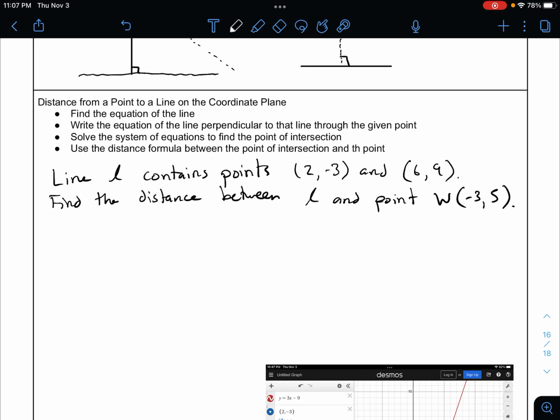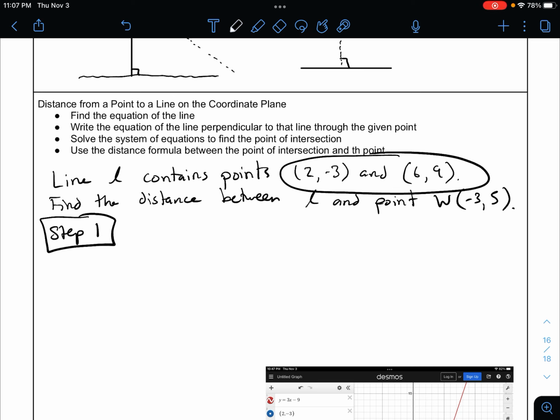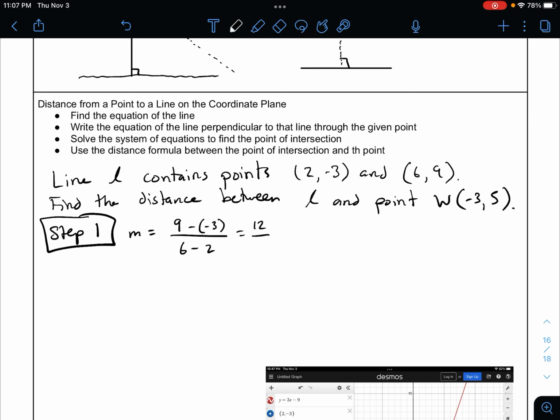All right, so the first step is we're going to try to find the equation of the line. Step 1: find the equation of the line. If I'm looking at these 2 points, my slope is going to be y2 minus y1 over x2 minus x1. So this simplifies to 12 over 4, which is just 3. So we know the slope of that line is 3.